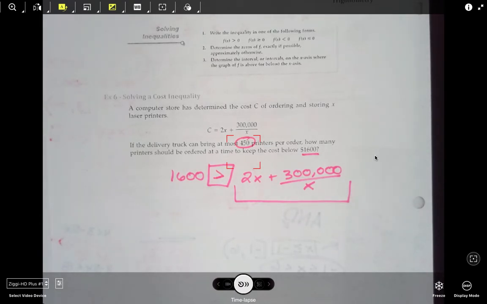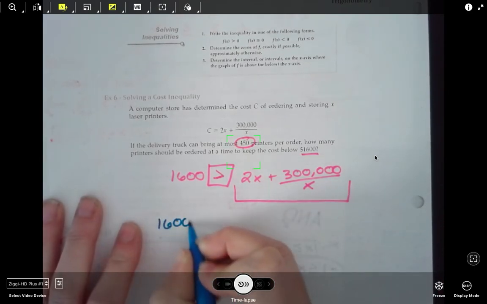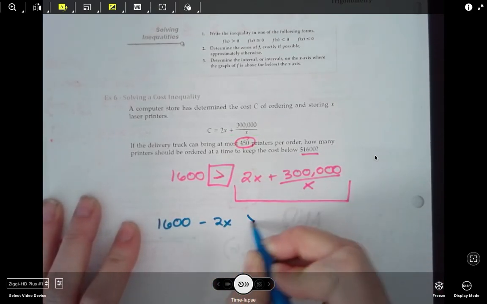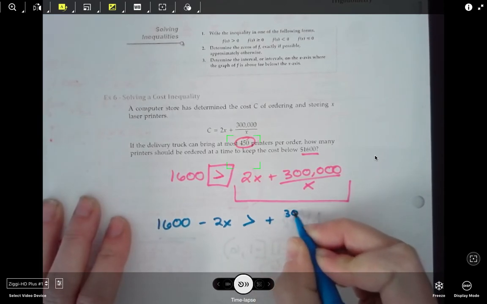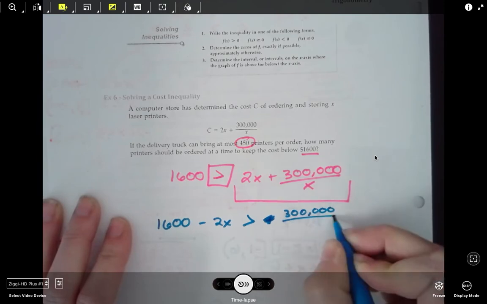Since there's an x in that denominator there, I'm trying to see what would be the easiest for you to think about. Let's kick this 2x to the other side. So we've got 1,600, it's going to be easier for you to see it this way, plus 300, no, wrong. Just 300,000 over x.